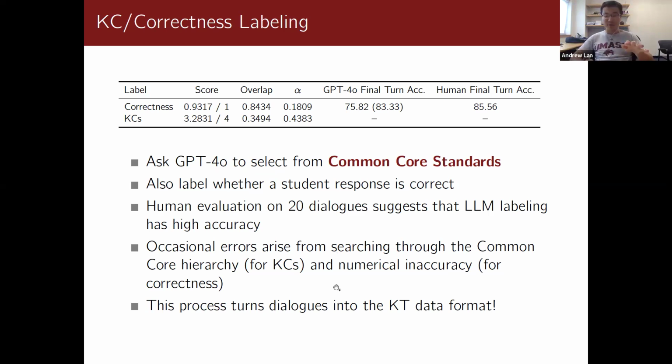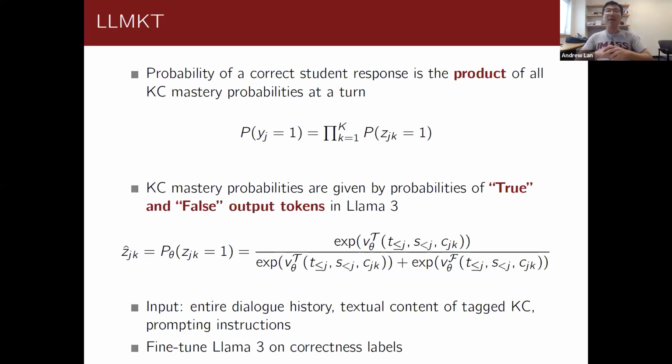I'm not going to go into the details, but what this annotation process does is turn these dialogues into a typical knowledge tracing data format, where you're just looking at a timeline. At each time step, the student goes through a particular problem about certain knowledge components, and you observe whether the student did this correctly or incorrectly. And we can now just slap on any sort of knowledge tracing method, or in this case, we actually developed our own knowledge tracing method.